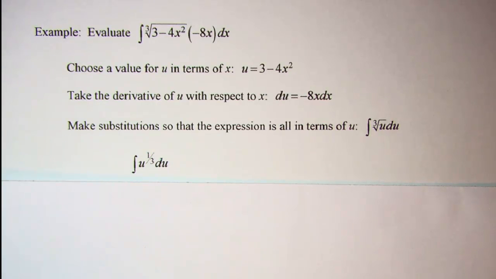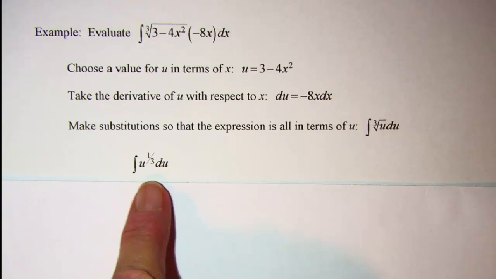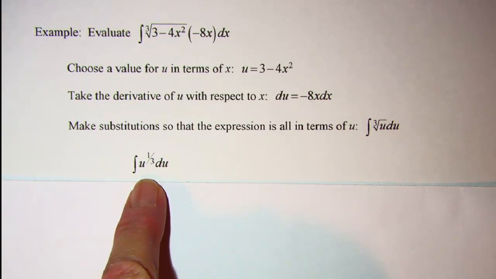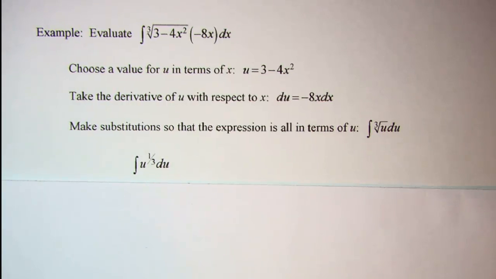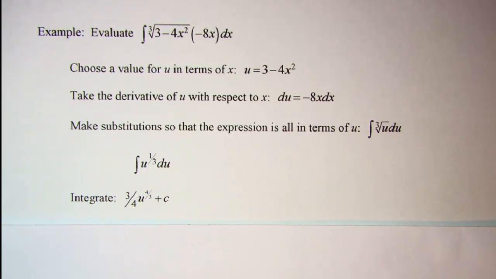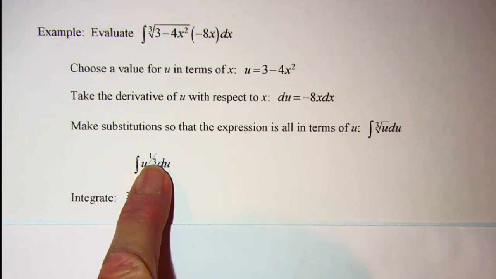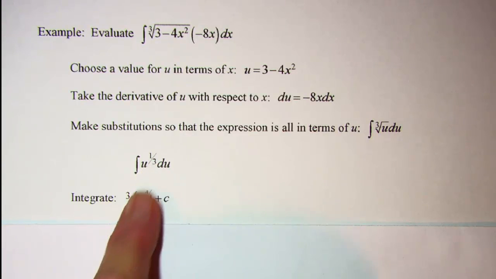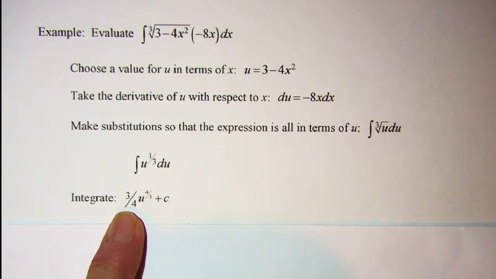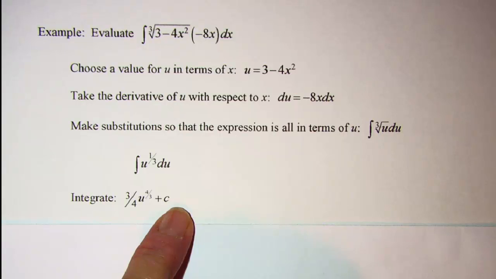Rewrite that radical with an exponent. So I now have the integral of u to the 1/3 du. And now we can use our power rule. So increase the exponent by 1 and divide by the new exponent. So when we integrate that, we get the exponent 1/3 plus 1 is 4/3. So dividing by 4/3 is the same as multiplying by 3/4. So we have 3/4 u to the 4/3 plus c.